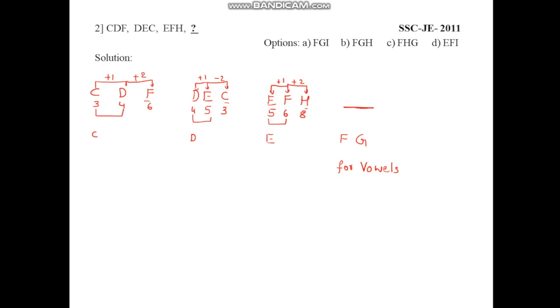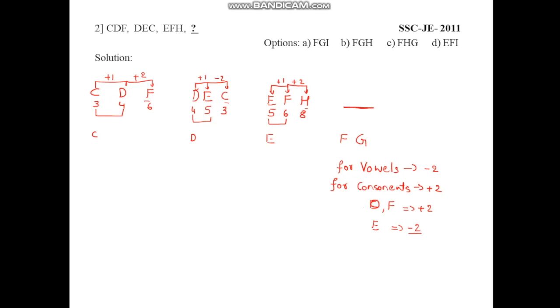For vowels they have considered it as -2, and for consonants they have taken it as +2. So E is a vowel. So when you have a vowel, the next letter will be -2. Which letter is it? It should be -2. So here E is a vowel, but F is not a vowel, D is also not a vowel. So in this problem, for D and F they have considered it as +2, whereas for E they have considered it as -2. So here the third letter is H, right?